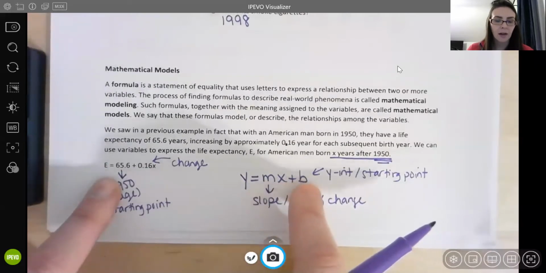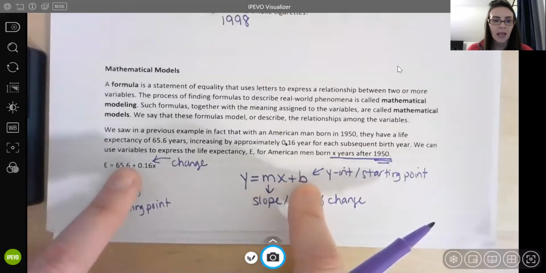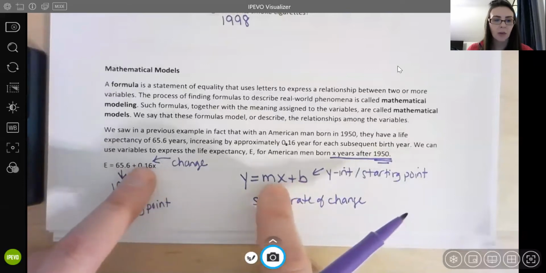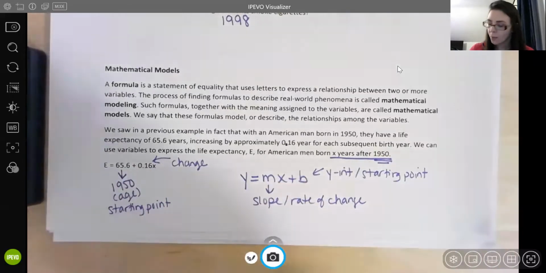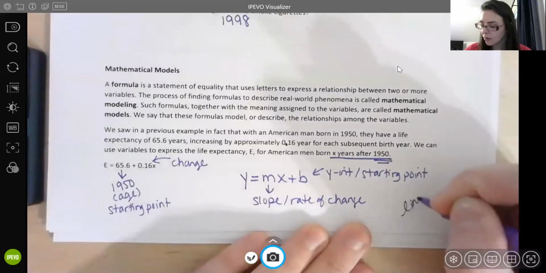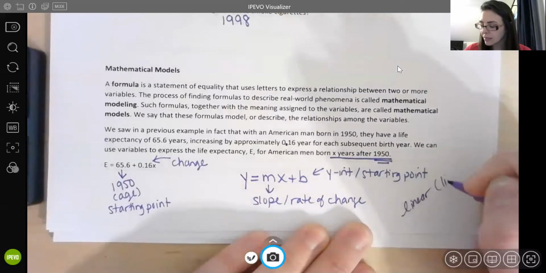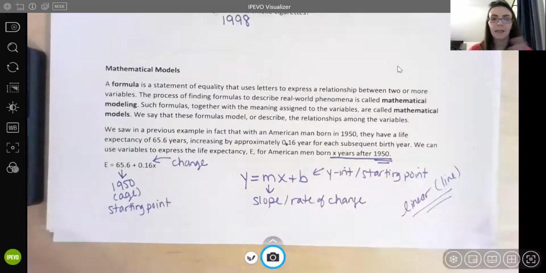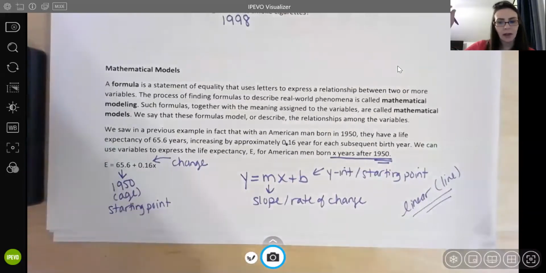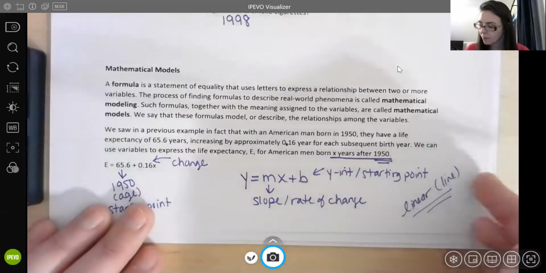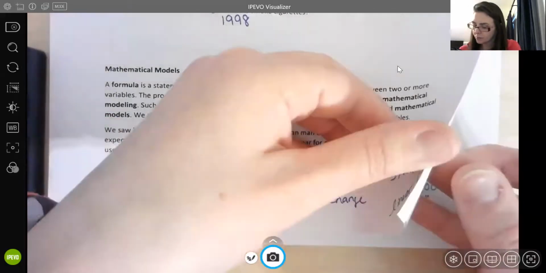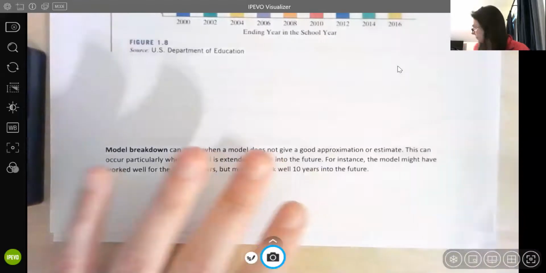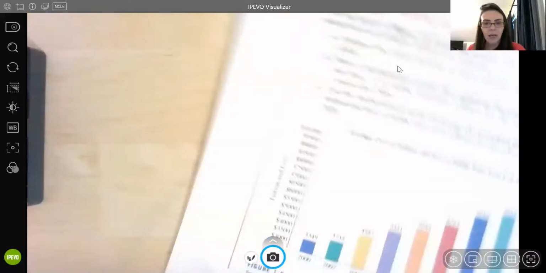So you have that starting point that gets added in. So here our starting point is 65.6, and then you take your variable x and you multiply it by the change. And that's a pretty standard mathematical model. It's a linear model because the data forms an approximate line as it's increasing over time. Okay, so let's look at one more example.